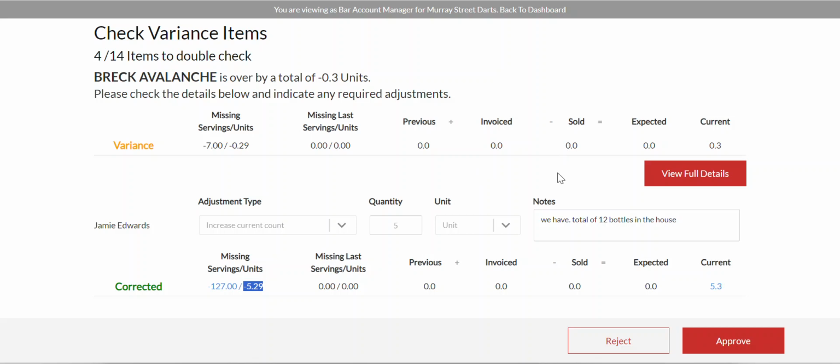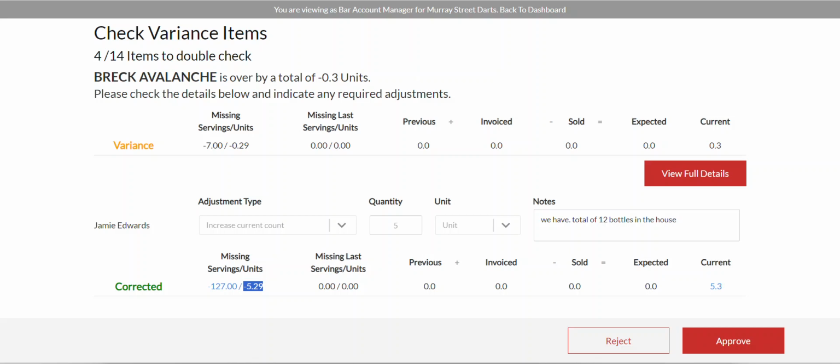So what we're going to do, and this is the benefit of having a Bar account manager, is we'll override this adjustment, we'll reject this adjustment, and then we will update the current count to 12 because the client has helpfully provided notes. Then we will make an adjustment to the previous count so that if we have 12 today, we'll presume there were 12 last time, so that we're not showing a negative missing amount or a gain, and we don't inflate the numbers because of an error.